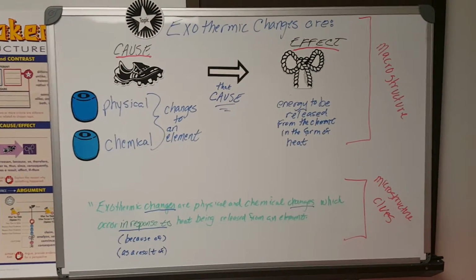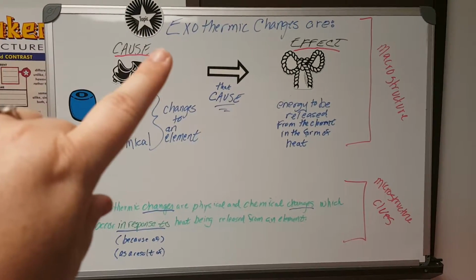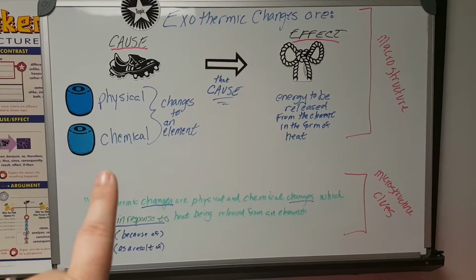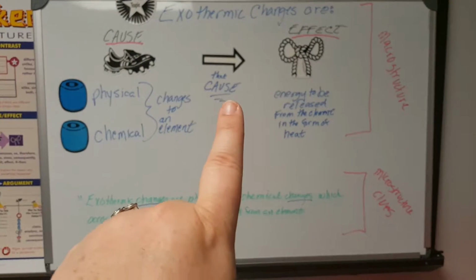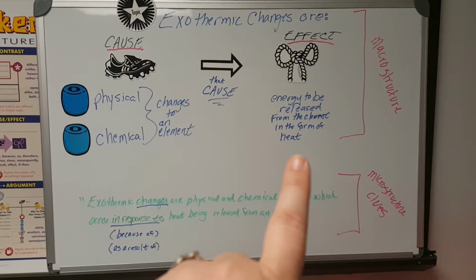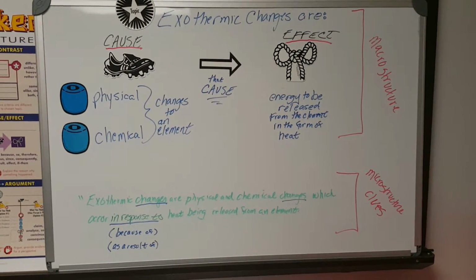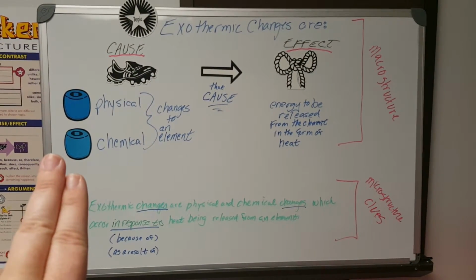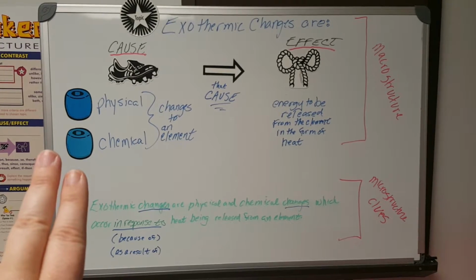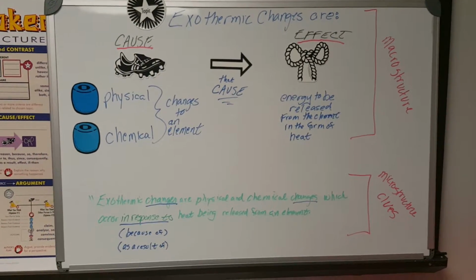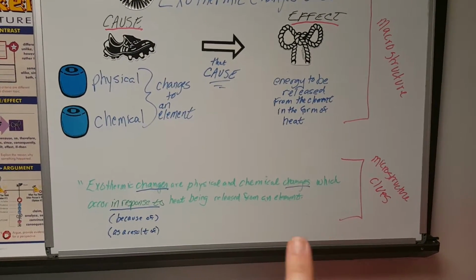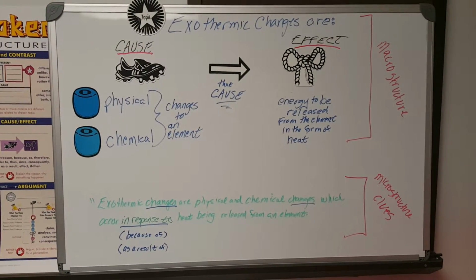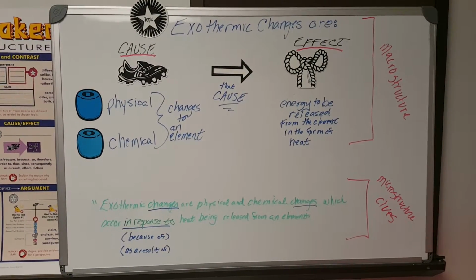So if we put together this sentence, the topic being exothermic changes, we can say exothermic changes are physical and chemical changes to an element that cause energy to be released from the element in the form of heat. And here is the macro structure of the expository text structure. And then again, at the bottom, we have the microstructure, which are the words and the clues and the cohesion words that help us to determine the text structure.